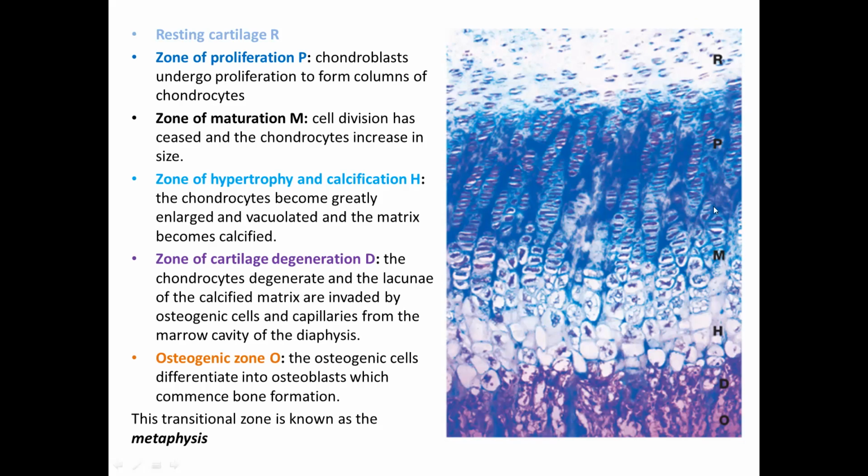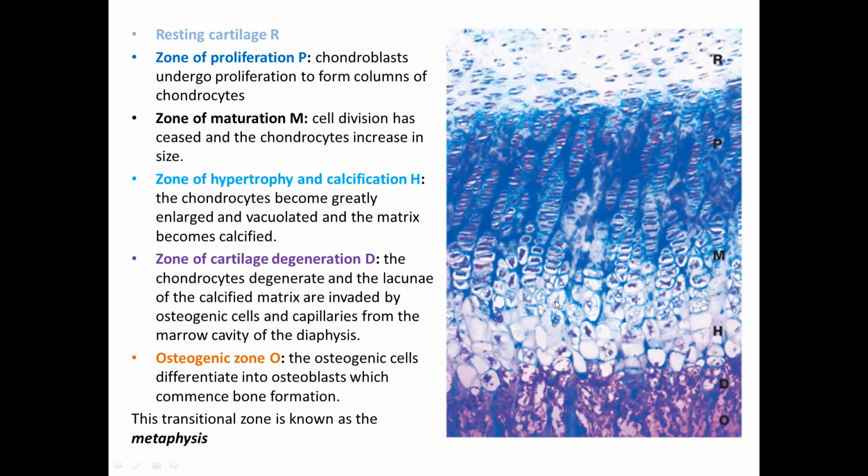Then there is the zone M, which is the maturation zone, where cell division has ceased and the chondrocytes increase in size. You can see that these chondrocytes are larger than these. So here they divide and here they are now enlarging. Then below that you get the zone of hypertrophy and calcification.